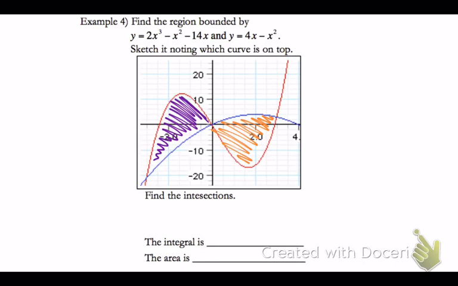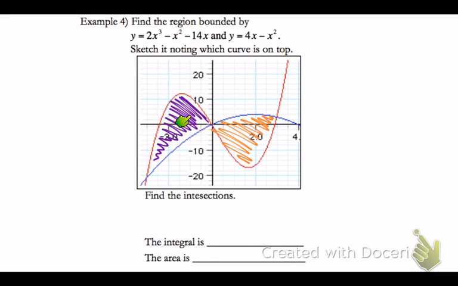Now, who can tell me the reason why we have to do this? Why do we have to break it up into 2 regions? What's different about this first region than the second in terms of what we were talking about yesterday? Good. The top function changes.